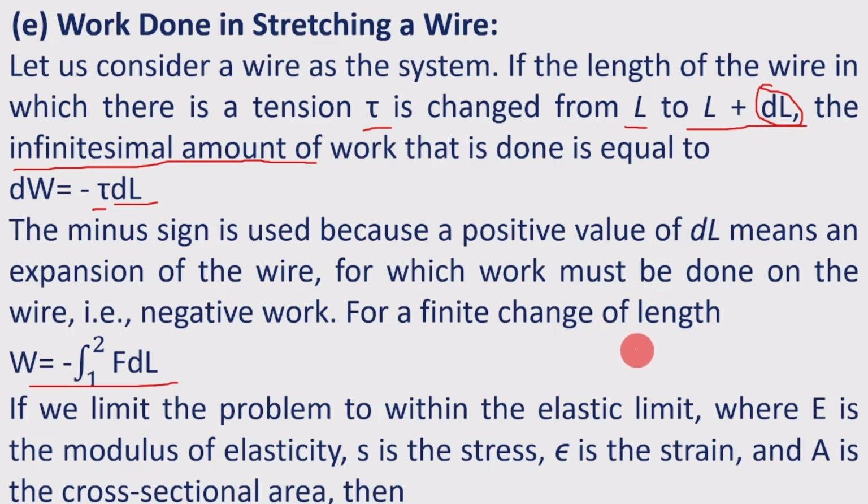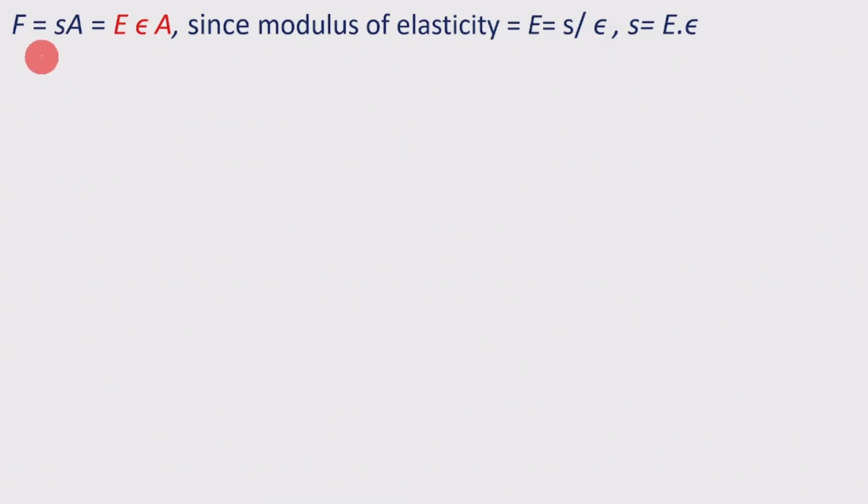The temporary change in the length will be taking place, where E is the modulus of elasticity, S is the stress, epsilon is the strain, A is the cross sectional area. Then we can write for this work done in stretching a wire. The force F is equal to stress into area, where this stress can be written as E into epsilon, because since modulus of elasticity is given by stress to strain, then stress can be written as E into this strain epsilon.